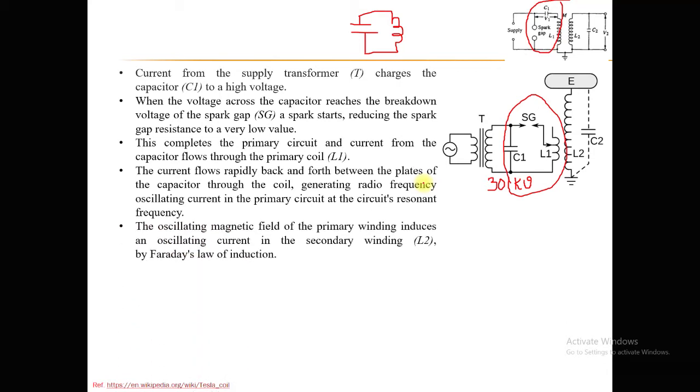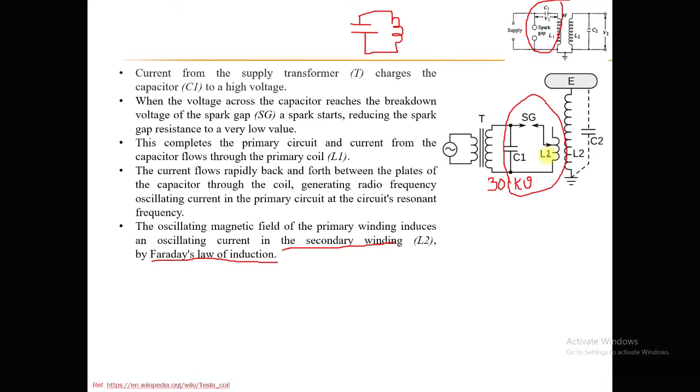This oscillating magnetic field of the primary winding induces an oscillating current in the secondary winding L2 due to Faraday's law of electromagnetic induction. To achieve this, the secondary coil is normally placed very close to the primary circuit. If the primary and secondary windings are placed very far apart, no magnetic induction or magnetic coupling will be observed between them. As a result, the output voltage will remain zero, because whatever energy has been produced in the primary is completely lost.